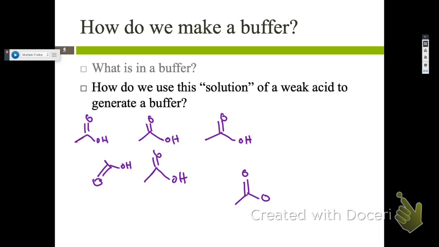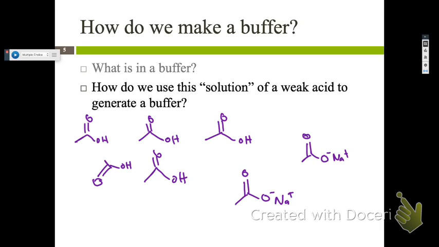So I'm going to add to this some of those guys. Does that make a buffer? What's going to happen to this salt when it's in water? It's going to dissolve. Remember, sodium is highly soluble. And we're going to end up with acetate. Is that the conjugate base of our weak acid?